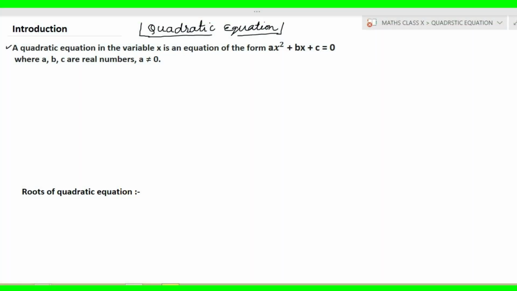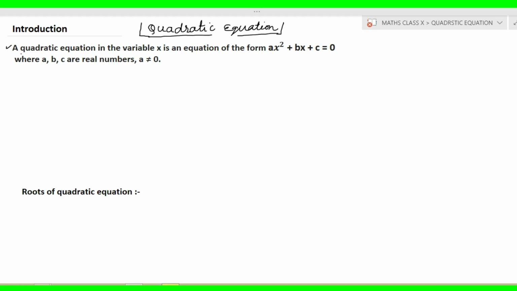Good morning, students. Here we are going to start the chapter quadratic equation. Normally we have done linear equations in two variables in the previous classes, in 9 as well as in 10. But here we are talking about another type of equation. That equation is the quadratic equation.